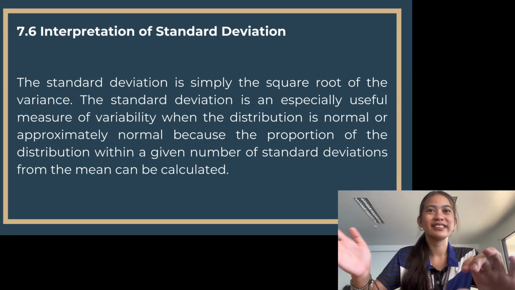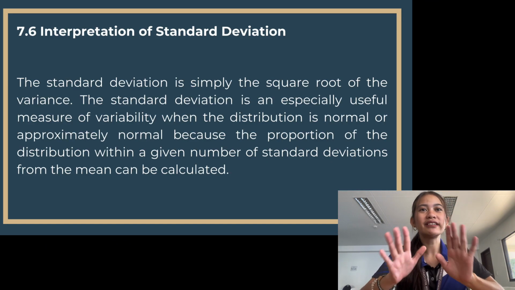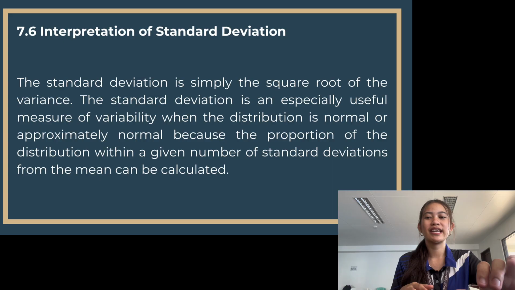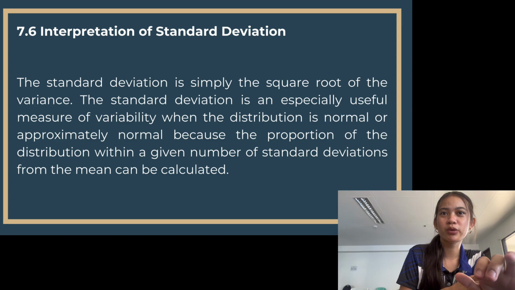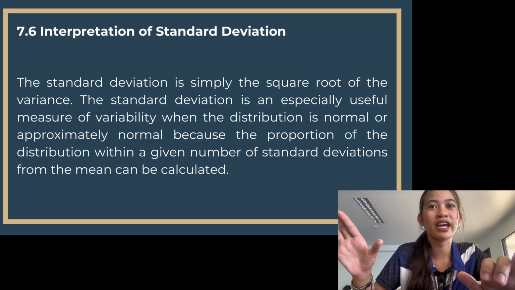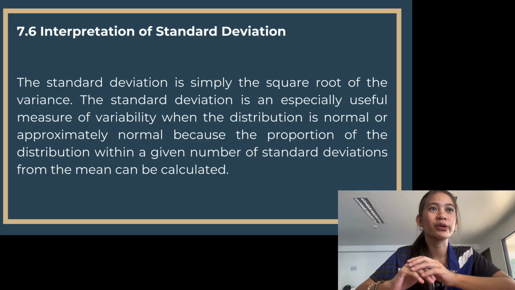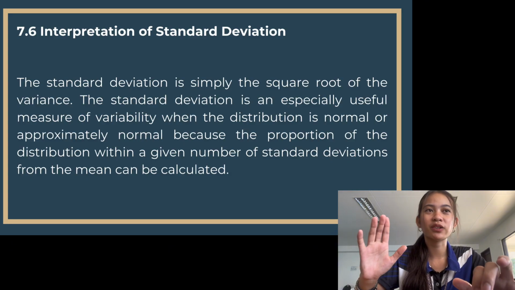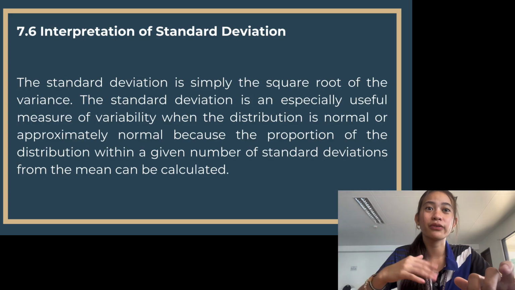Alright, so let's now delve into the interpretation of standard deviation. The standard deviation is simply the square root of the variance. It is an especially useful measure of variability when the distribution is normal or approximately normal, because the proportion of the distribution within a given number of standard deviations from the mean can be calculated. It simply tells you how far numbers in a group are scattered from their average. It tells how the values are spread across a data sample, and it is a measure of the variation of the data points from the mean.